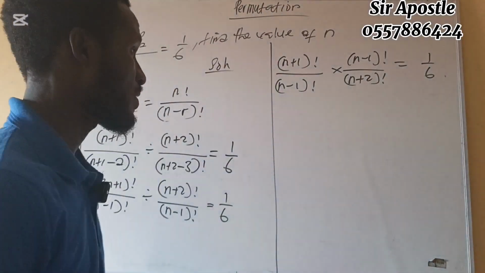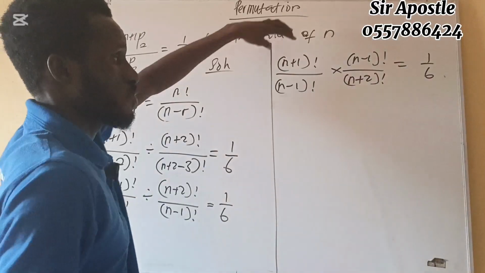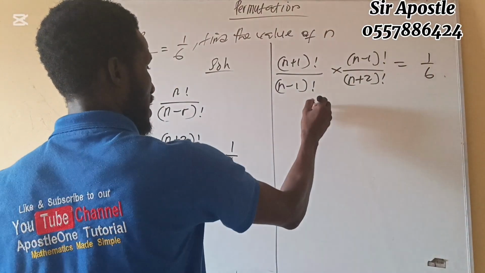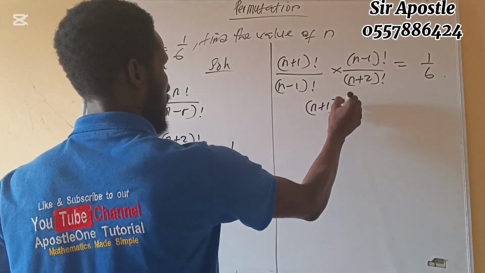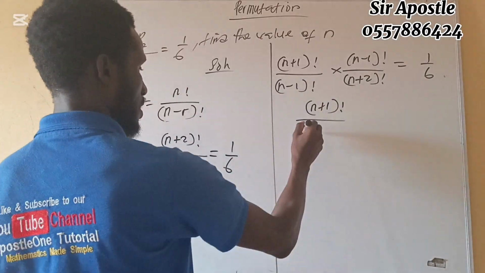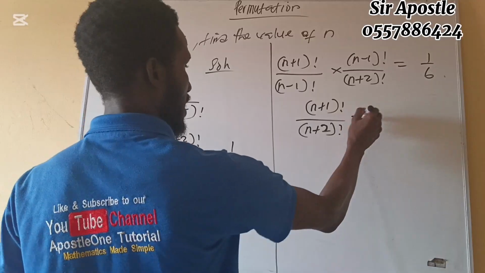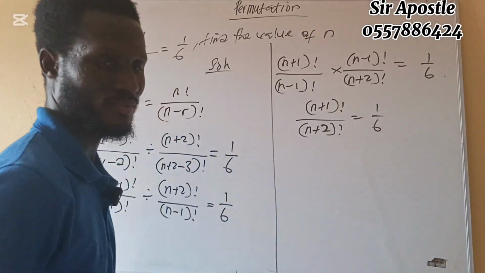Now what is going to happen here? (n minus 1) factorial cancels (n minus 1) factorial. So at the numerator, I'm going to get (n plus 1) factorial. At the denominator, I'm going to get (n plus 2) factorial, equal to 1 out of 6.